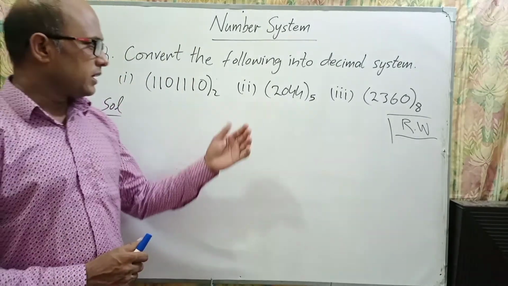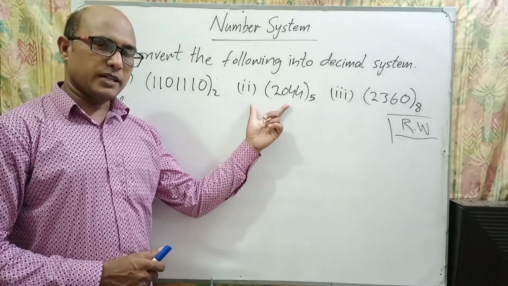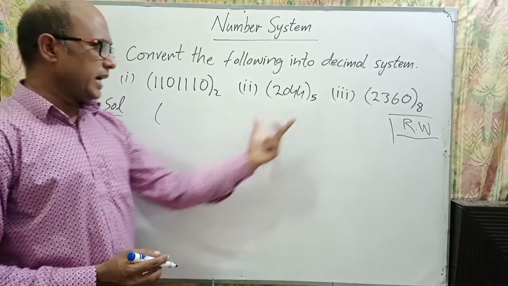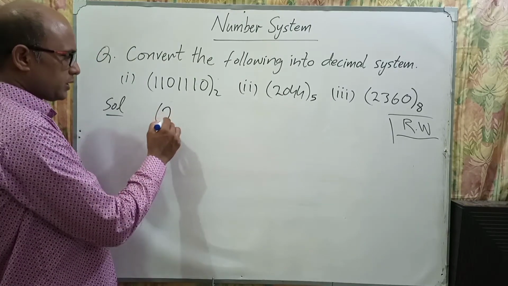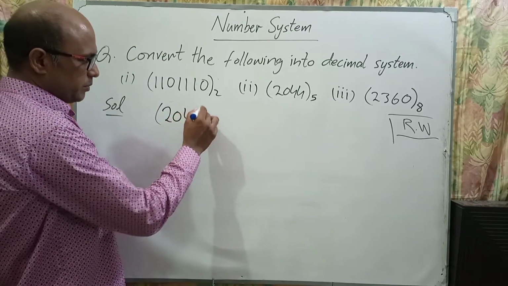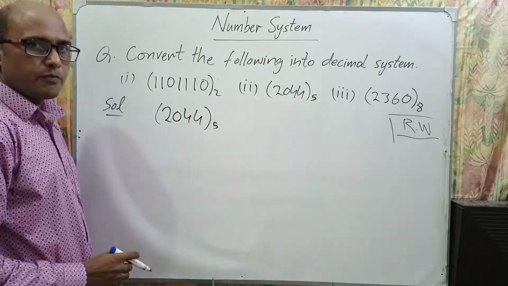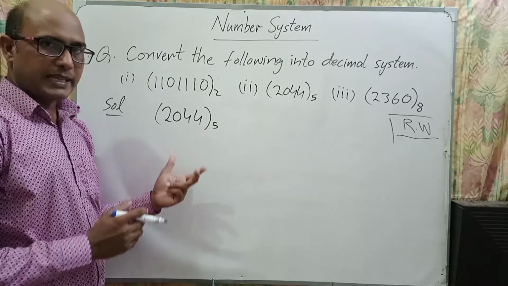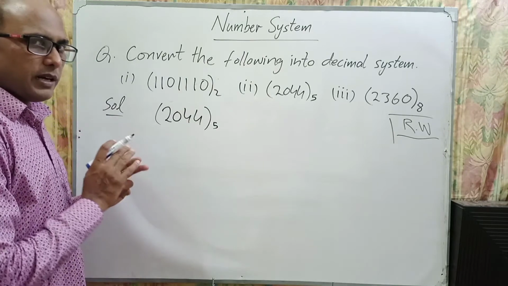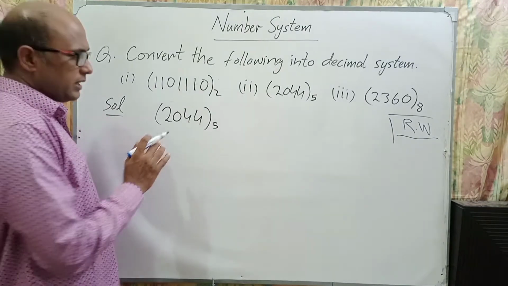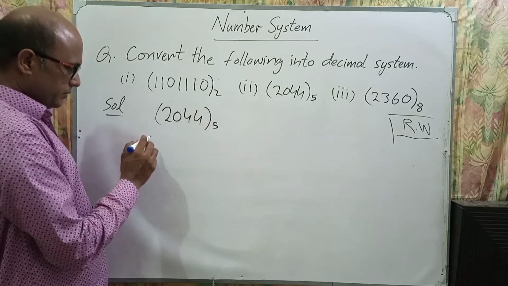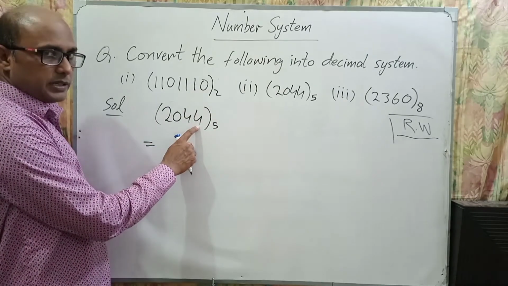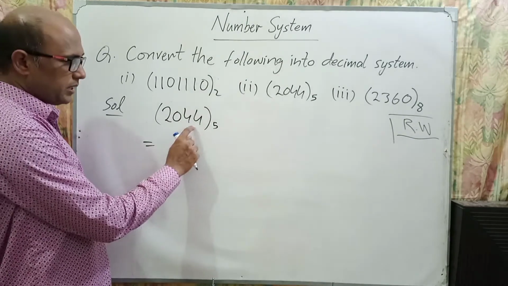Okay, students, we'll start part number 2. This number is having base 5. We have to convert it into a decimal number. Students, the procedure or the method would be the same as we have done with this binary number. The method is the same. We'll count the number of digits in this number.